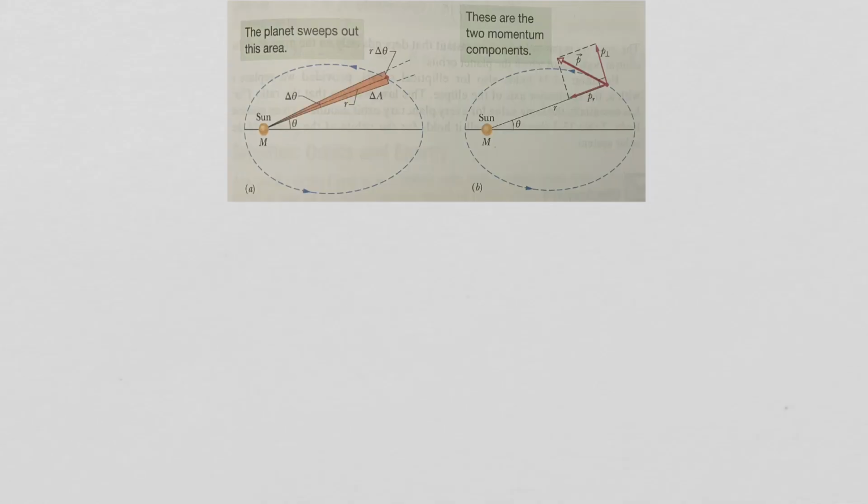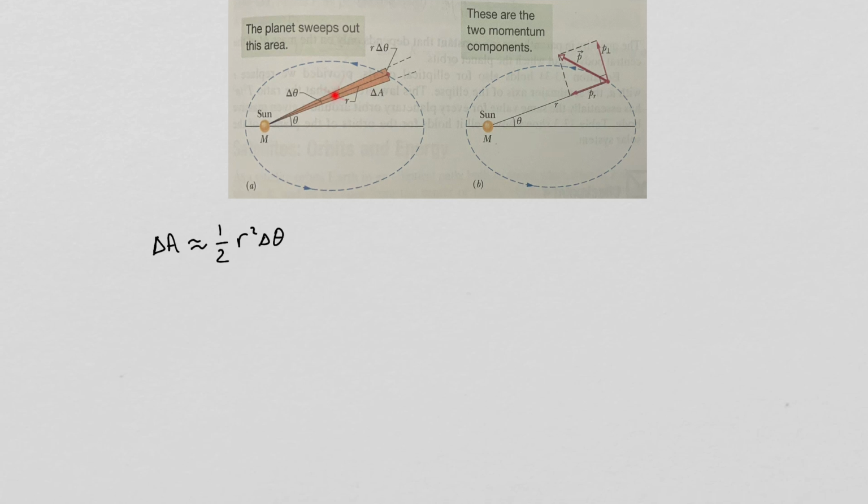The area of the shaded wedge closely approximates the area swept out in time delta t by a line connecting the Sun and the planet, which are separated by a distance r. The area delta A of the wedge is approximately the area of a triangle with base r times delta theta and height r. So the area of this shaded region here, delta A, is approximately 1/2 r squared times delta theta.